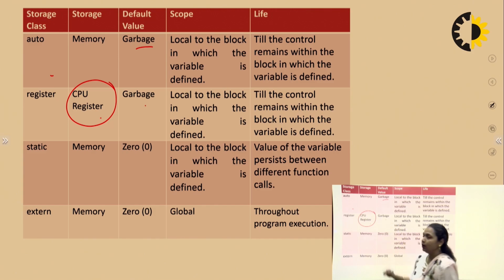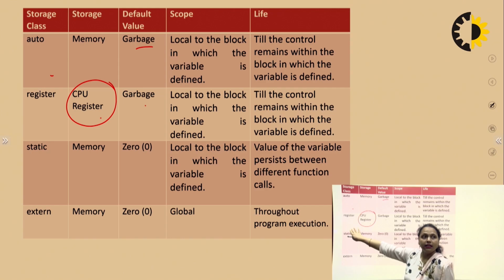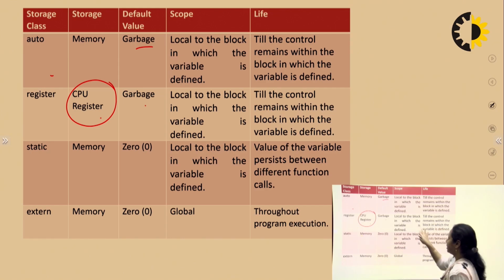The default value again is garbage value, which is given by the register storage class, and the scope and life are also local to the block, meaning till the end of the block we can access the variable, and the scope is also available till the block closure.